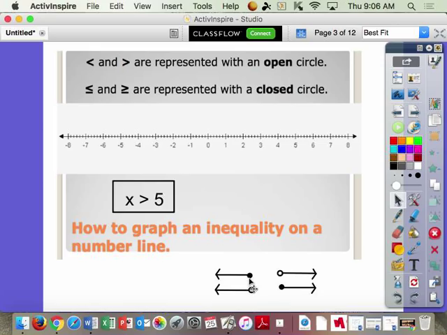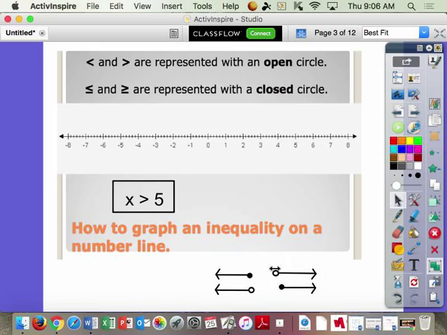Well, it's going to be an open circle, okay, because it's one of these signs. And so is it going to go to the right or is it going to go to the left? Well, put in a number here. Put in 3. Is 3 greater than 5? No. Is 8 greater than 5? Yes. So you want numbers that are bigger than 5.